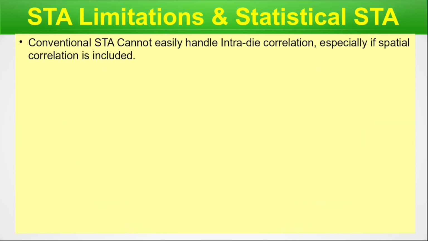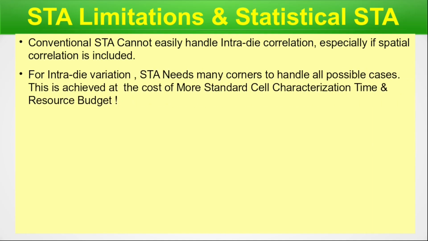Conventional STA cannot easily handle intra-die correlation, especially if the spatial correlation is included. I mentioned this word spatial distribution a few slides back already. Now here you can see it. For intra-die variation, STA needs many corners to handle all possible cases.